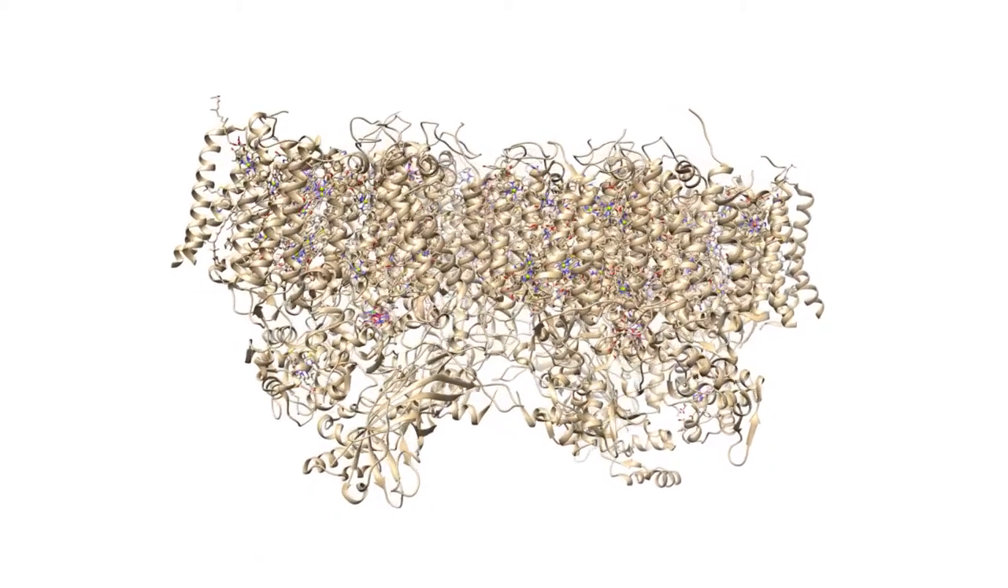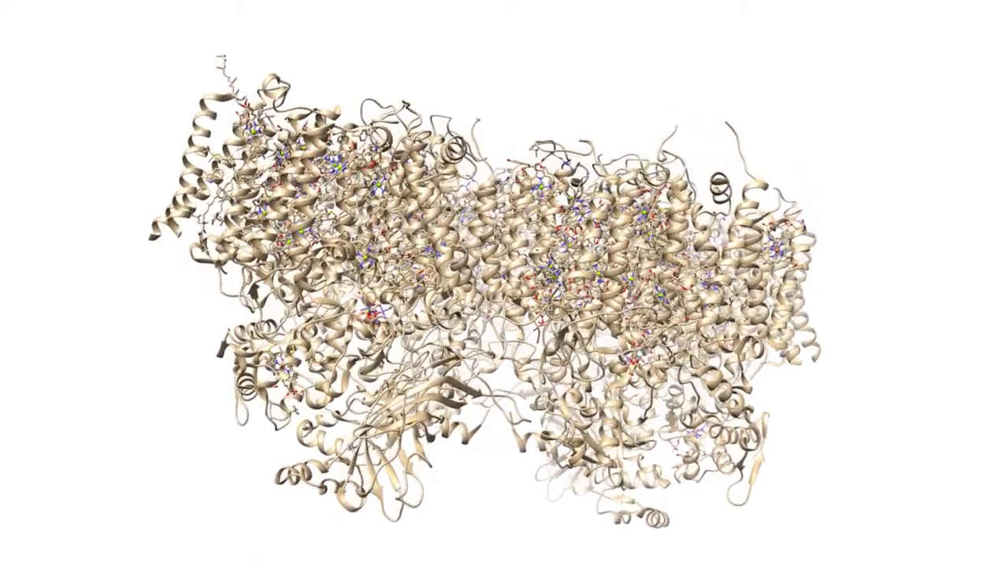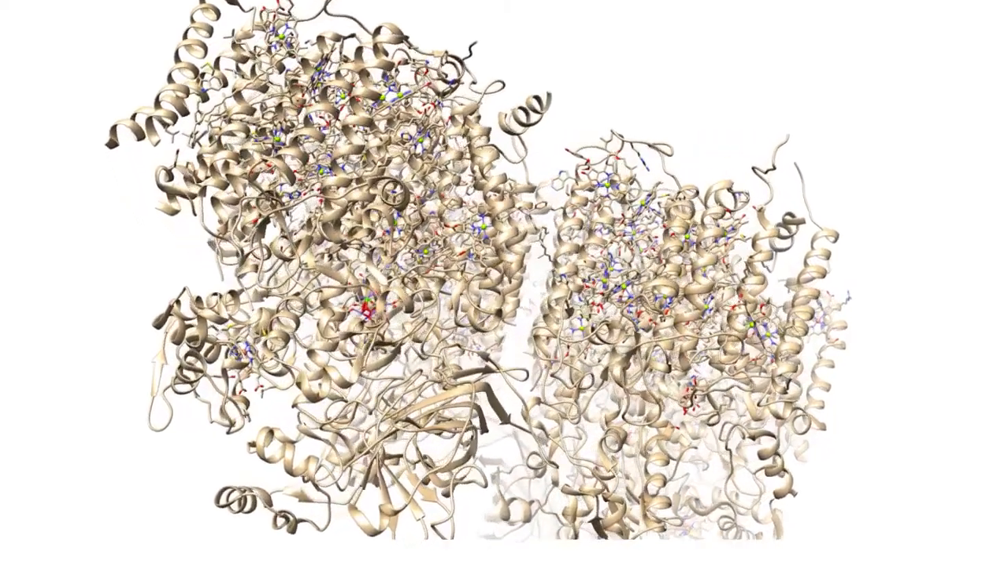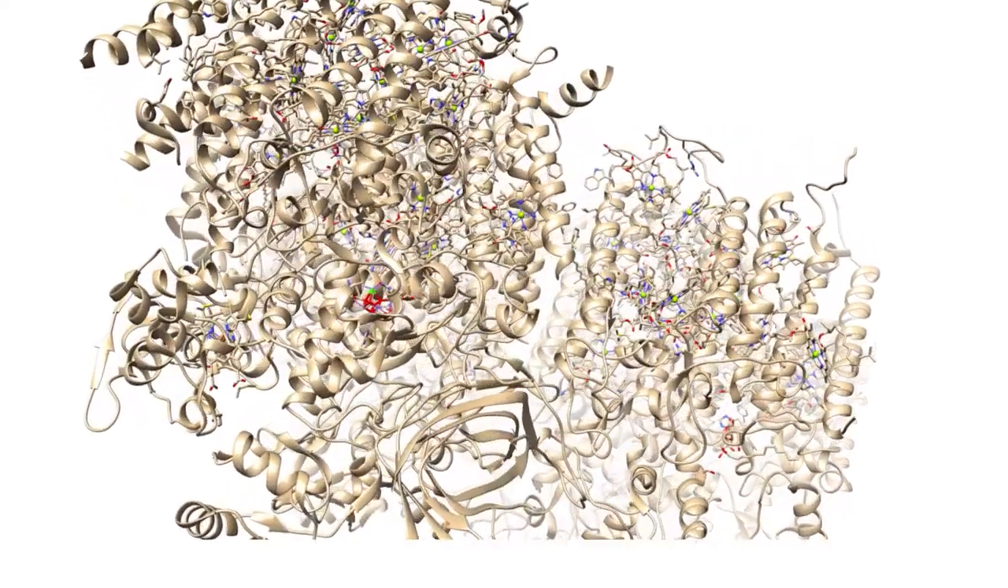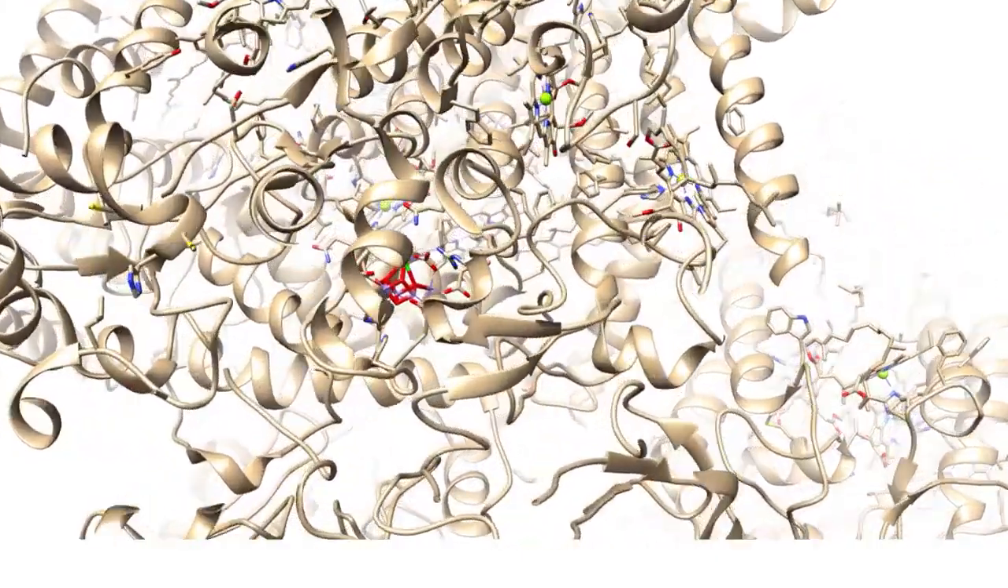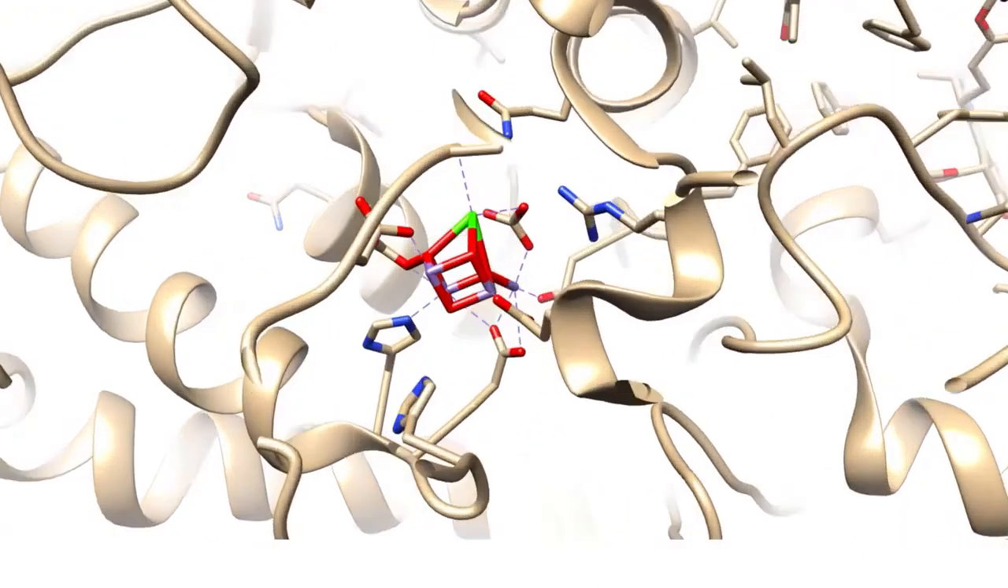This is the structure of photosystem II. As you can tell, it is a very complex molecule with many parts. I will focus directly on the oxygen evolving center of photosystem II. This is where water is oxidized to oxygen by the oxidative power of manganese.